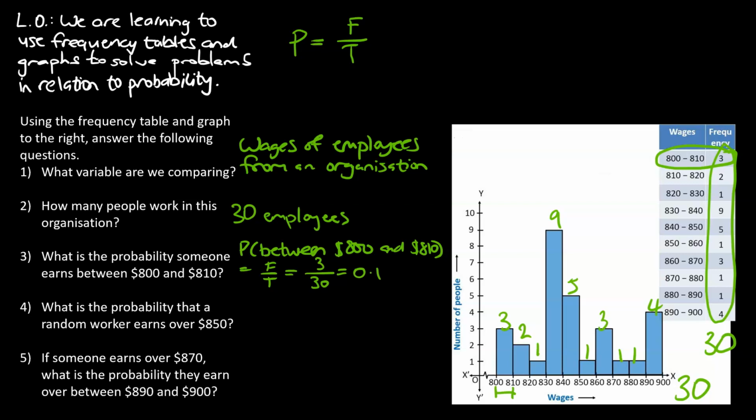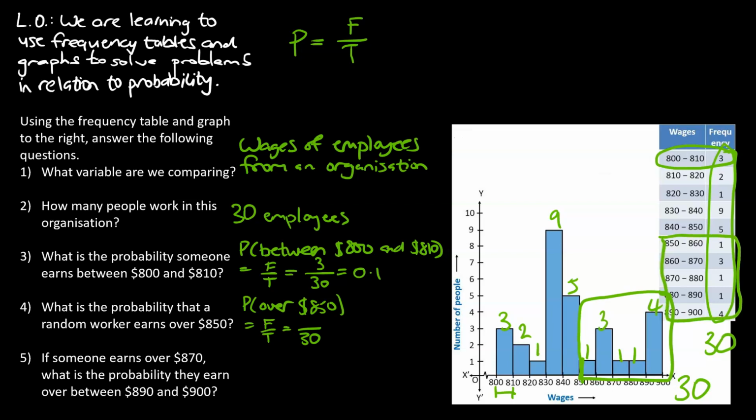The next question, what's the probability a random worker earns over 850? So our notation, probability over 850. Let's get into our working F over T. So we're still looking at the workers. So of the 30, which is the total, how many of them earn over 850? And if you have a look at the graph, it would be 850 and above, so that portion there, and the same with our table, anything below or greater than that 850 amount.